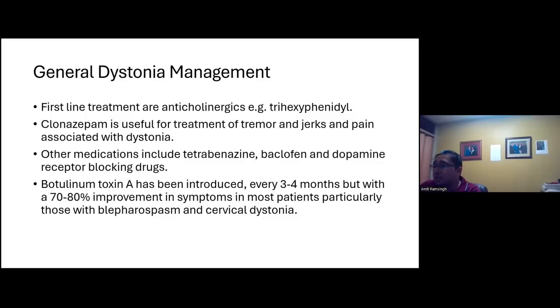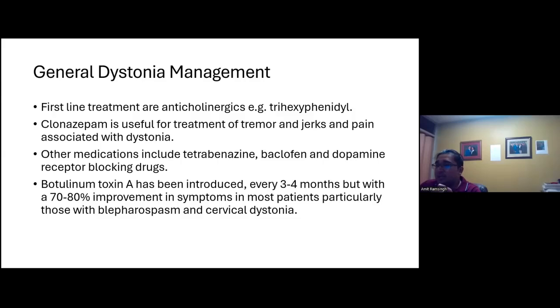In terms of our general management of dystonia, the first-line treatment is anticholinergics, such as trihexyphenidyl. Clonazepam is useful in the treatment of tremor and jerks, as well as the pain associated with dystonia. There are also other medications, such as tetrabenazine, baclofen, and dopamine receptor drugs, such as prolactin.